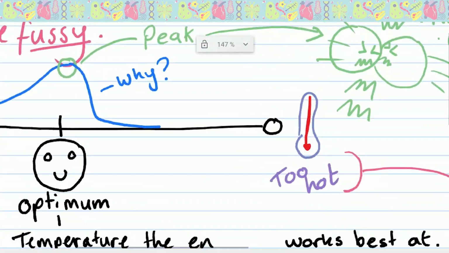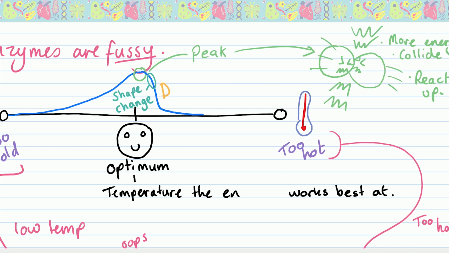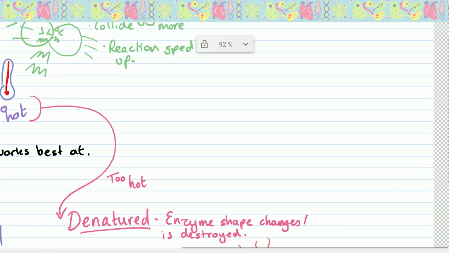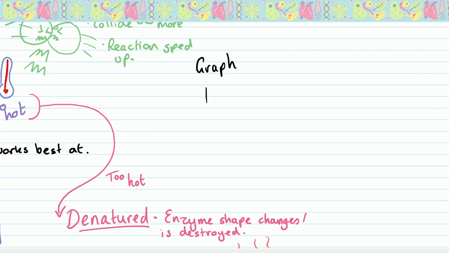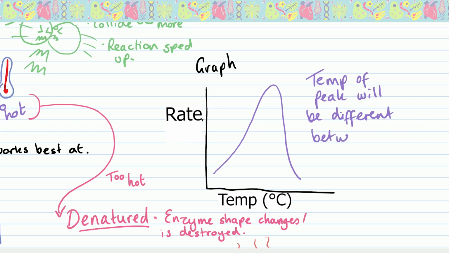Okay, so if we look at our graph again, the reason that peak is going down so fast is because of this shape change. The enzyme has been denatured. It cannot speed that reaction up anymore. So if we look at this in graph form, as you might see in an exam, the rate is going to steadily increase, then you're going to have an optimum, this peak, and then it's going to steadily drop. It often looks like a bell-shaped curve.